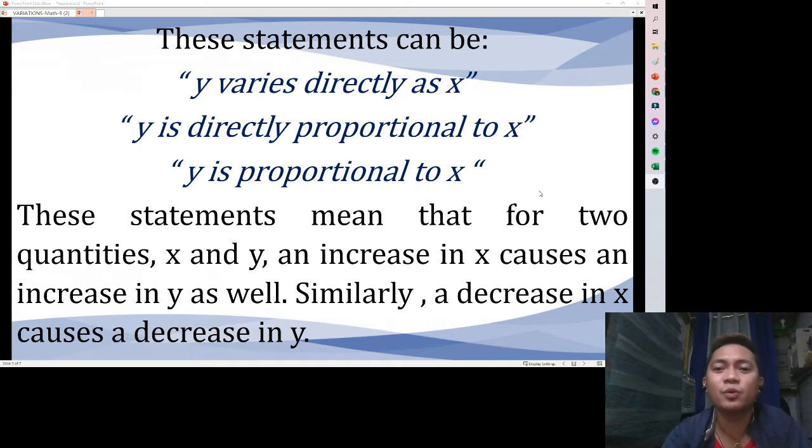This can mean that for two quantities, x and y, an increase of x causes an increase of y as well. Or similarly, a decrease of x causes a decrease of y. When the values of x change, it could also change the value of y. If x goes up, y also goes up, and if the value of x goes down, the value of y also goes down. Okay, so they are proportional to each other. So let's have an example.